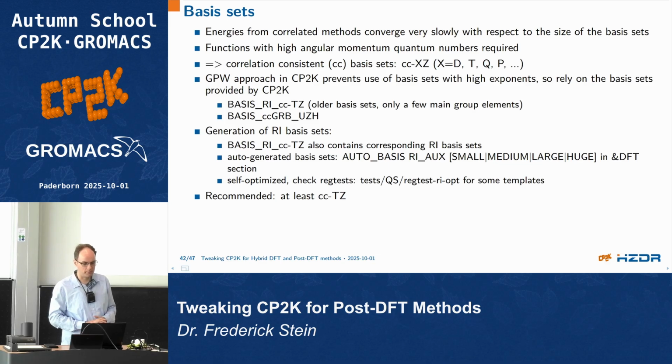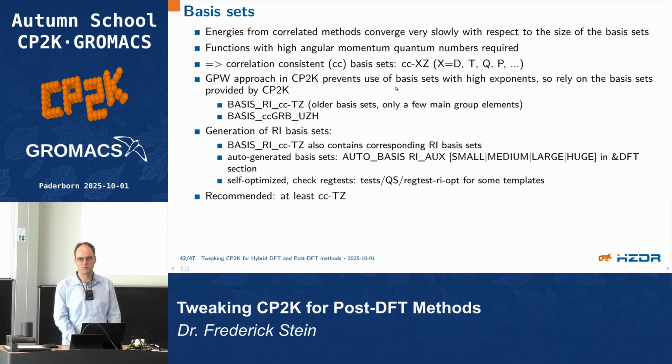Finally, a last few words on the basis sets, which were also discussed by Thomas yesterday. In general, correlated methods have the disadvantage that they converge really slowly with respect to the size of the basis sets. The general guideline is that you need a very high angular momentum quantum number. So not just d orbitals if you have p-block elements, but quite often even f, or for larger basis sets even g orbitals for accurate numbers. That's why there are the so-called correlation-consistent, or cc, basis sets.